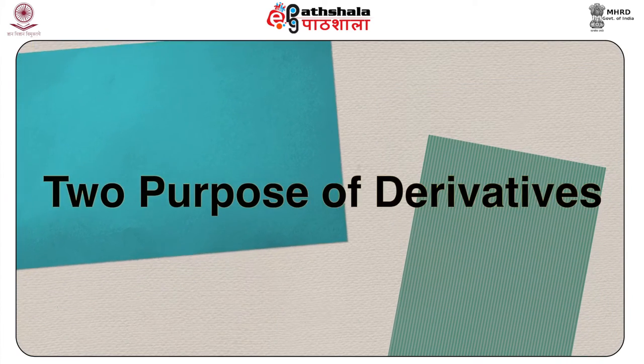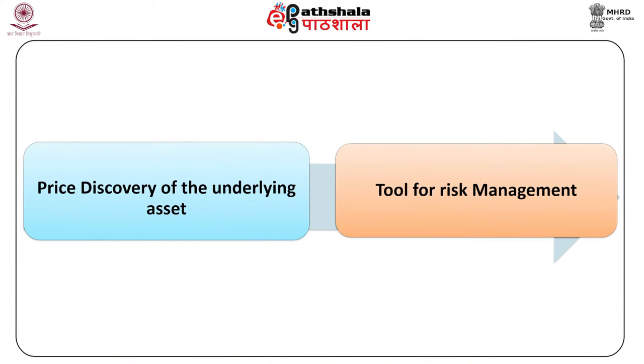There are two purposes of derivatives. The first one is price discovery of the underlying asset. Prices in an organized derivative market reflect the perception of market participants about the future and lead the prices of the underlying to the perceived future level. The price of the derivative coincides with the price of the underlying at the expiration date, thus it helps in price discovery. The second is tools for risk management. Derivative instruments help in transferring risks through hedging from the hedger to the speculator.